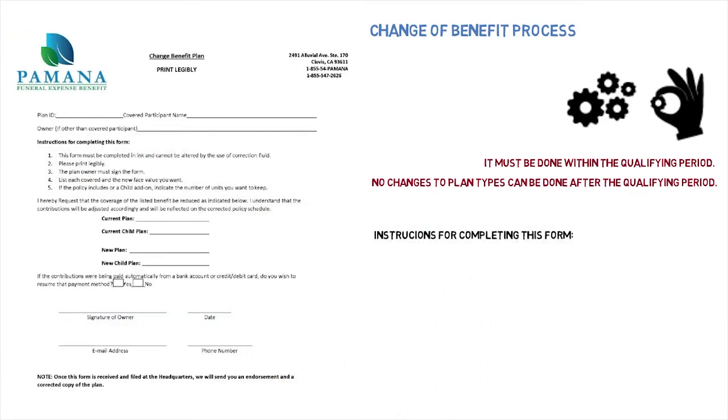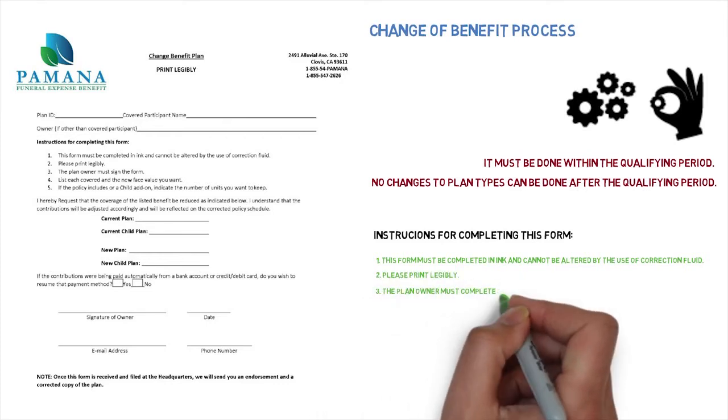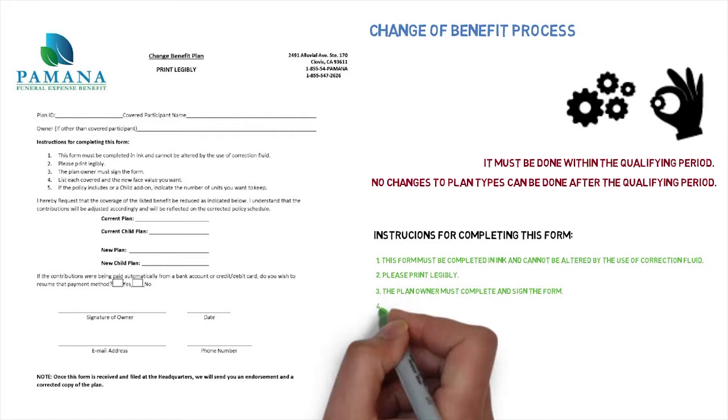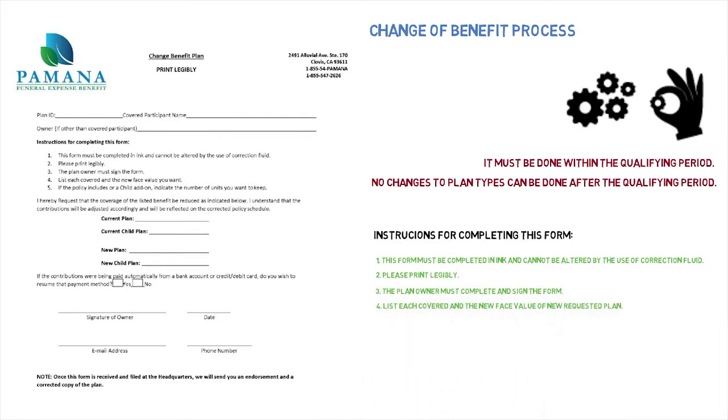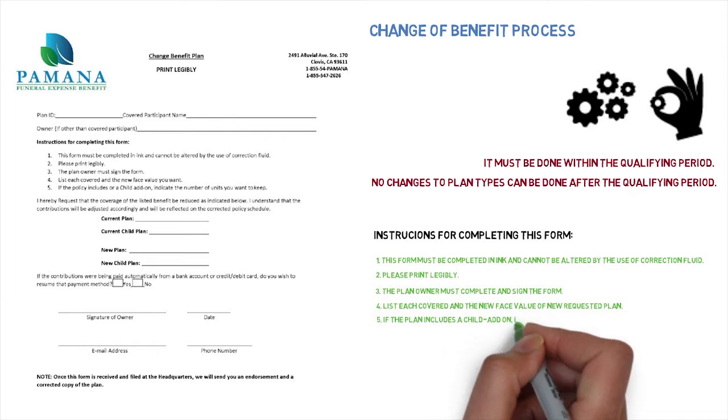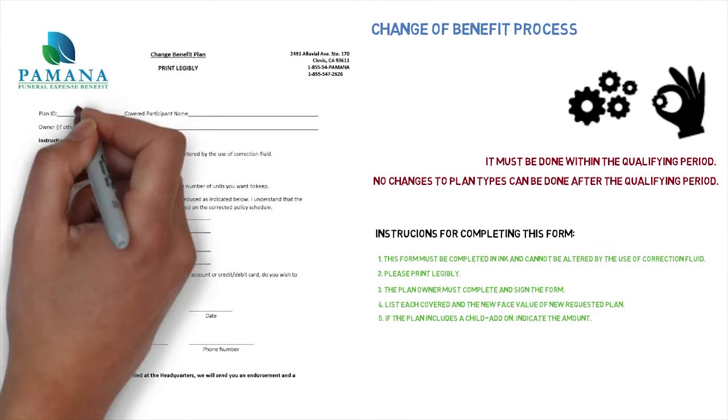Instructions for completing this form are: it must be completed in ink and cannot be altered by the use of correction fluid. Please print legibly. The plan owner must complete and sign the form. List each covered participant and the new face value of the new requested plan. If the plan includes a child add-on, indicate the amount.